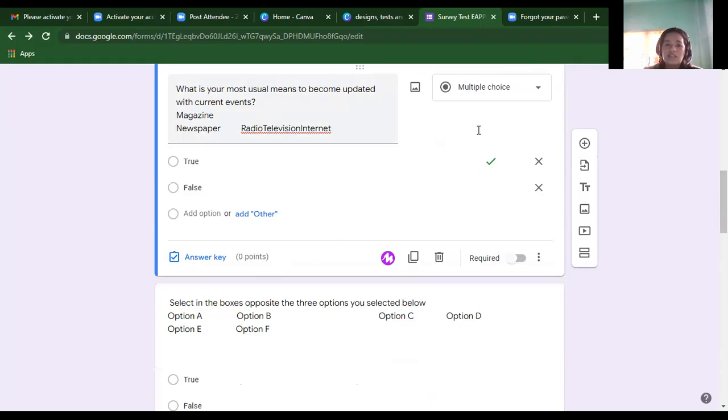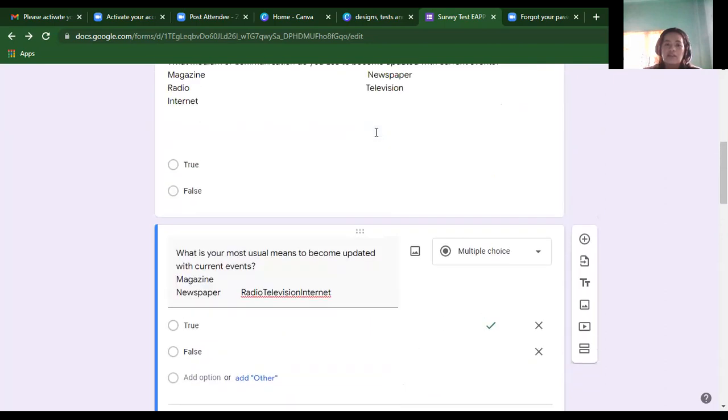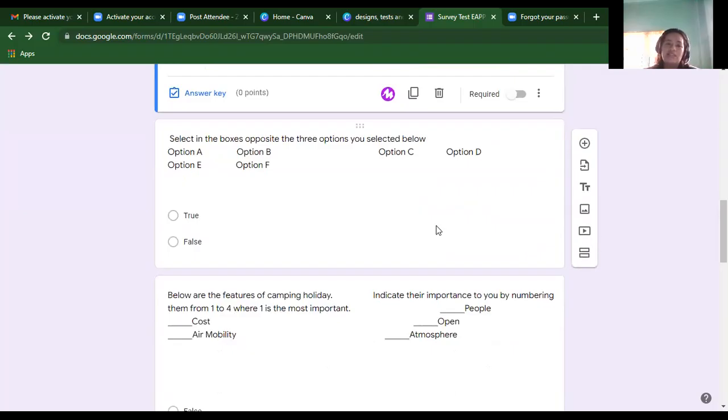Okay, let me just click that one. You're just going to select if the question expresses a clear statement. So that is true or false. And then select in the boxes opposite of the 3 questions you selected below. That would be option A, option B, if there are choices anyway. So is it clear or not? If it's not, then you select false. But if it's clear, you select true.